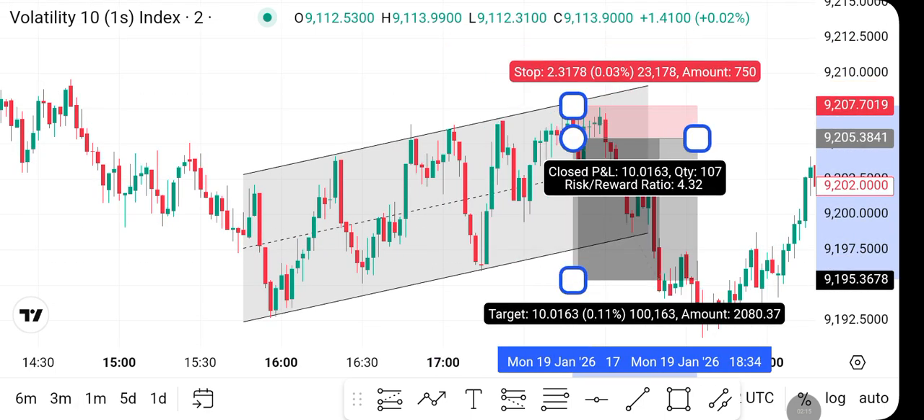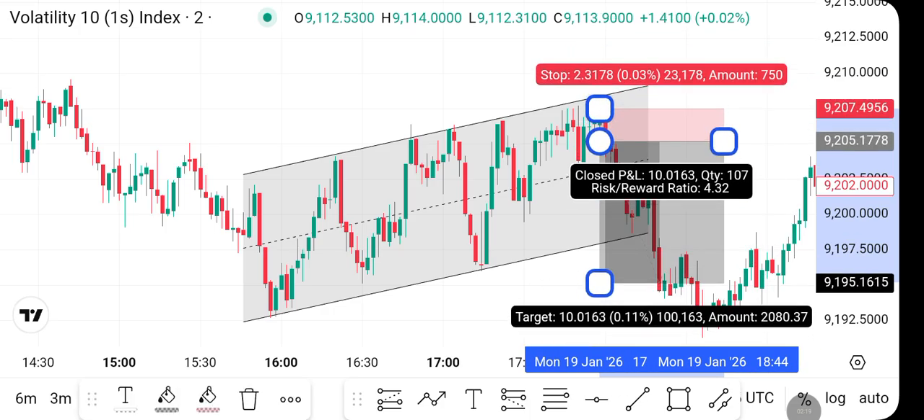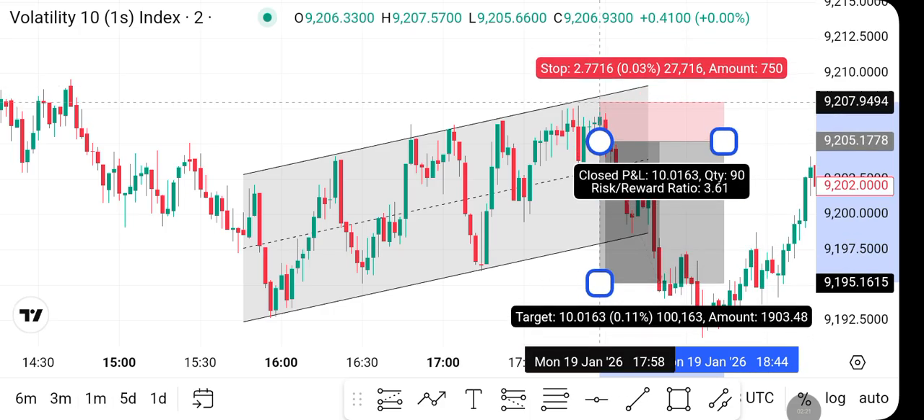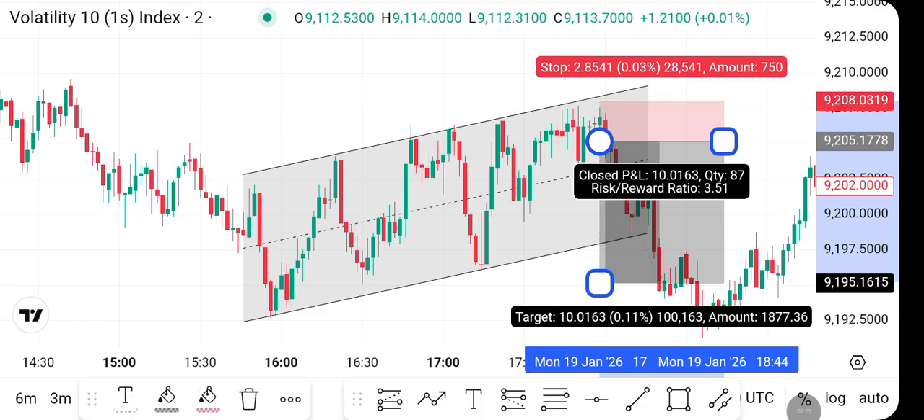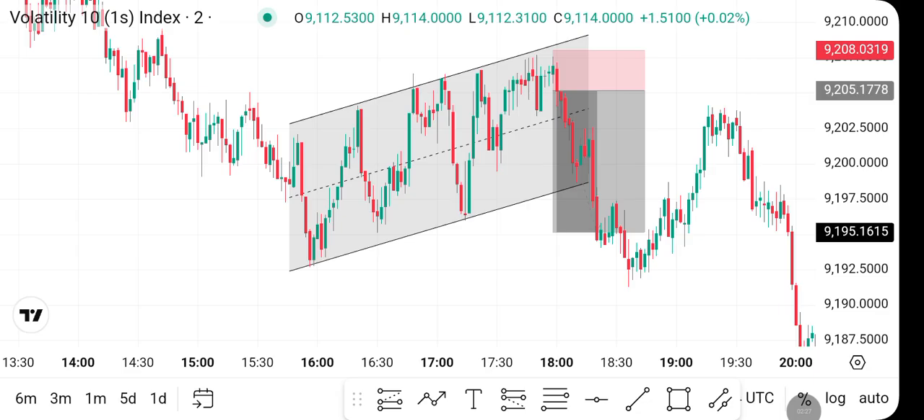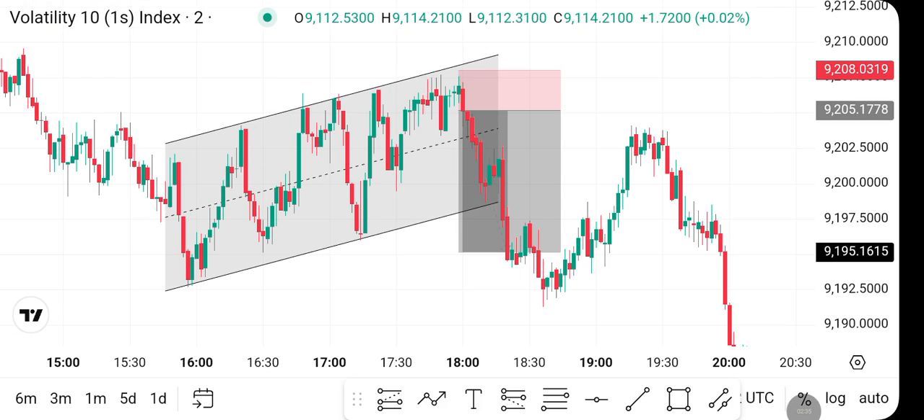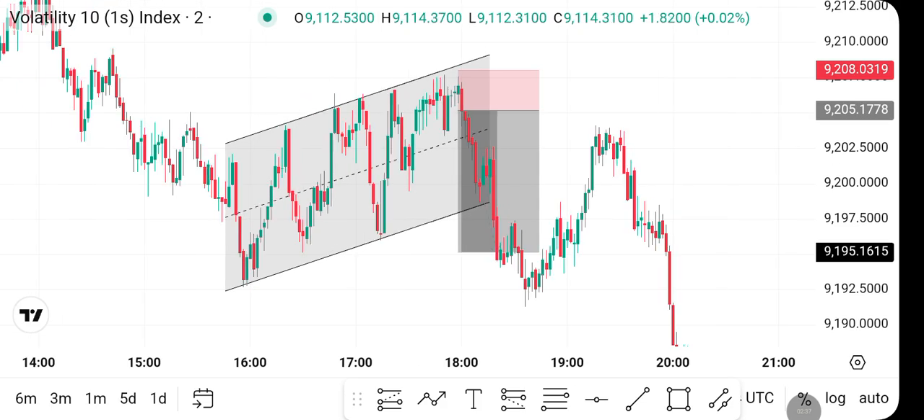You can also wait for confirmation. My confirmation here will be this bearish engulfing. Then just put your SL above the recent high if there is any. This one is a rising channel, and some rising channels can have spikes in their previous price action.